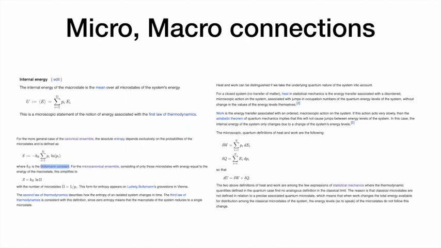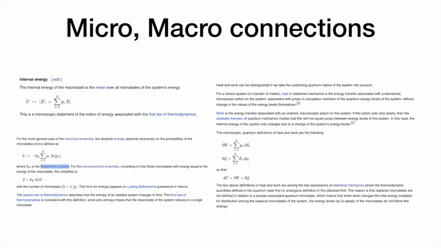So the energies are Ei in the first case, and E1, E2, E3 in the second case, with the corresponding probabilities. Internal energy is the first law of thermodynamics, and the next thing, entropy, is the second law of thermodynamics. Similarly, heat and work can be distinguished if we take the underlying quantum nature of the system into account. So for a closed system, there is no transfer of matter.